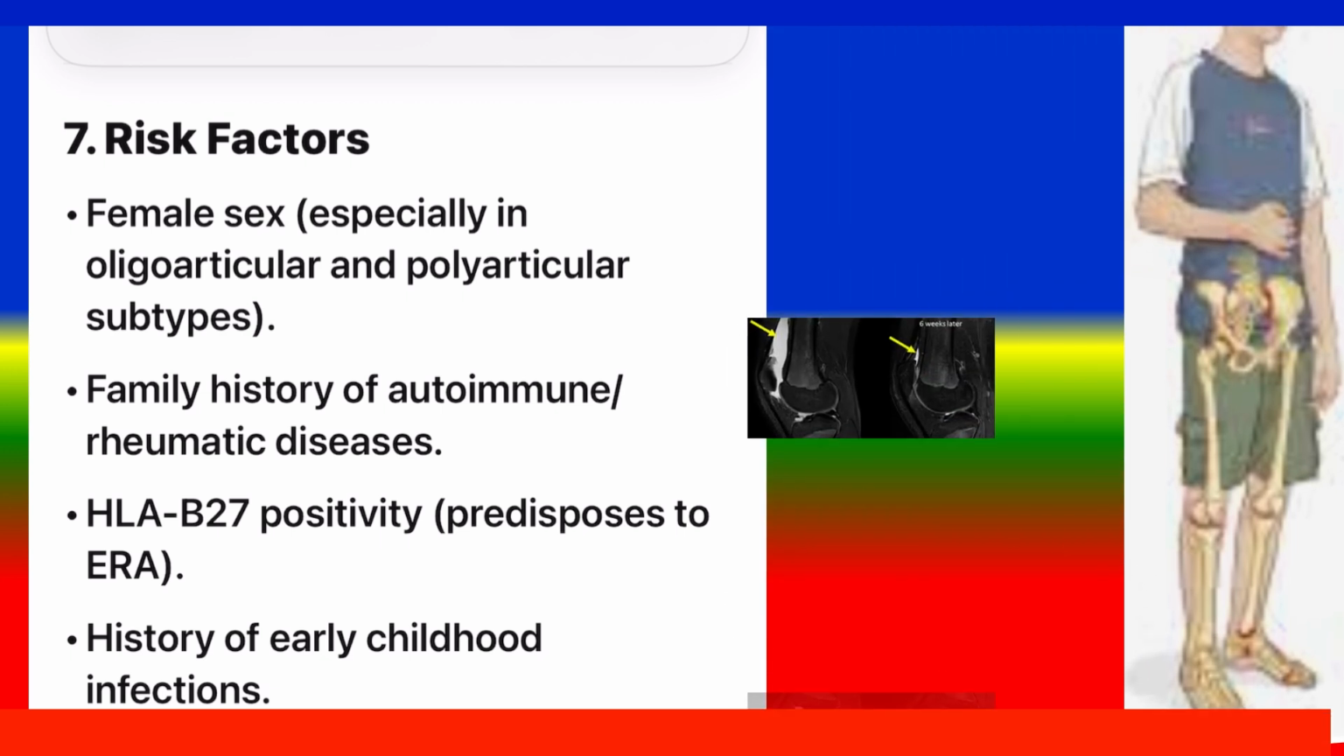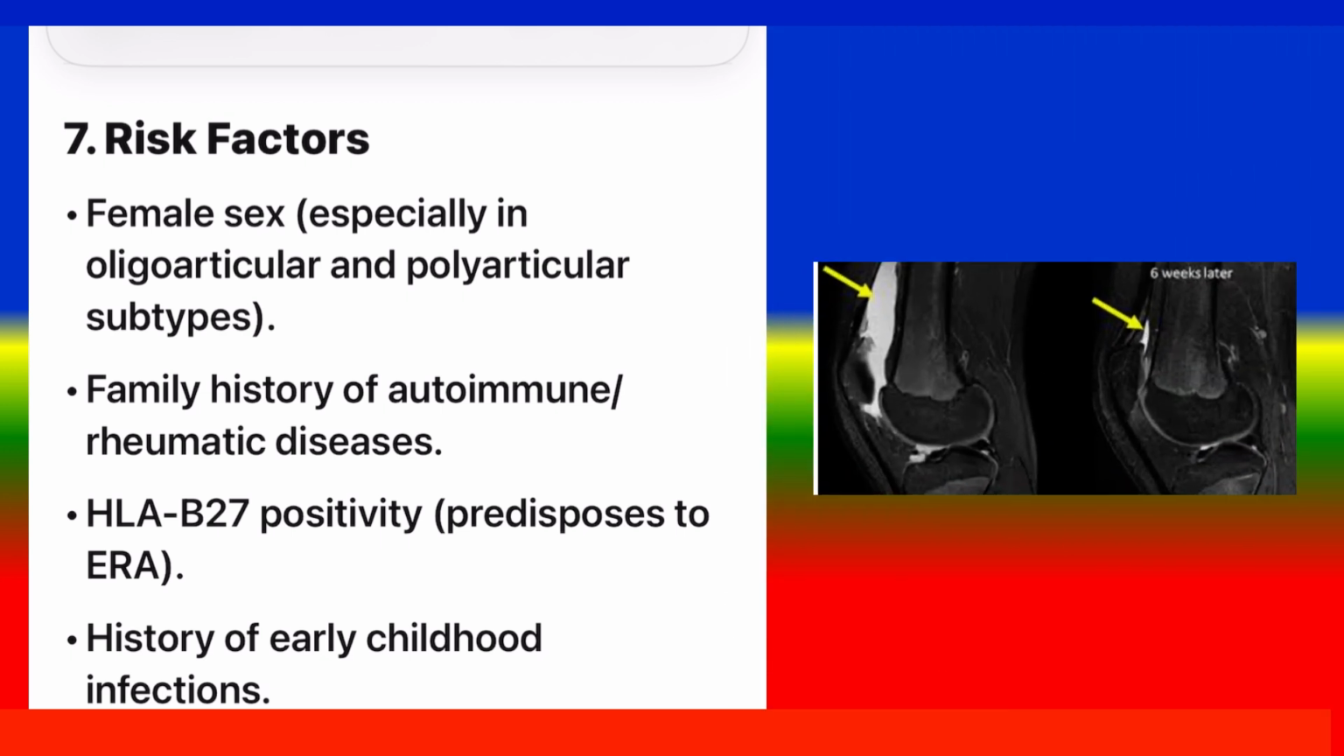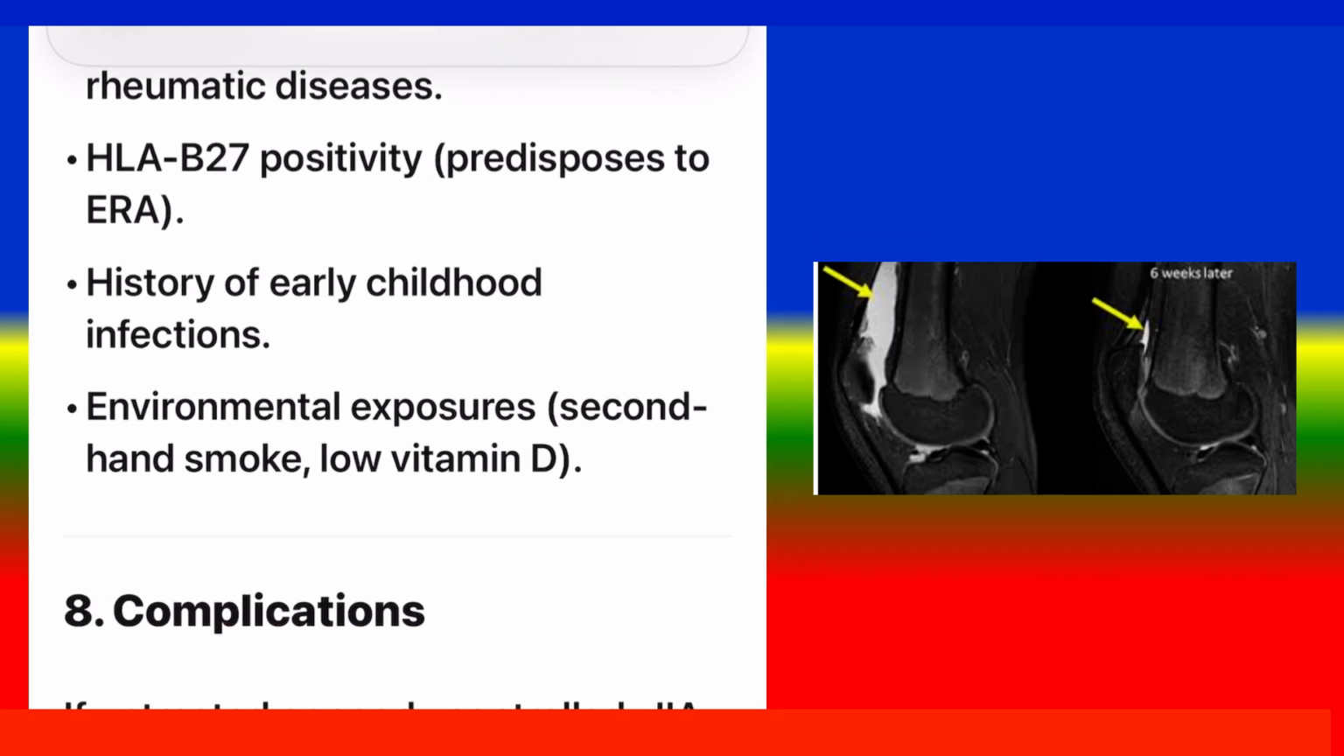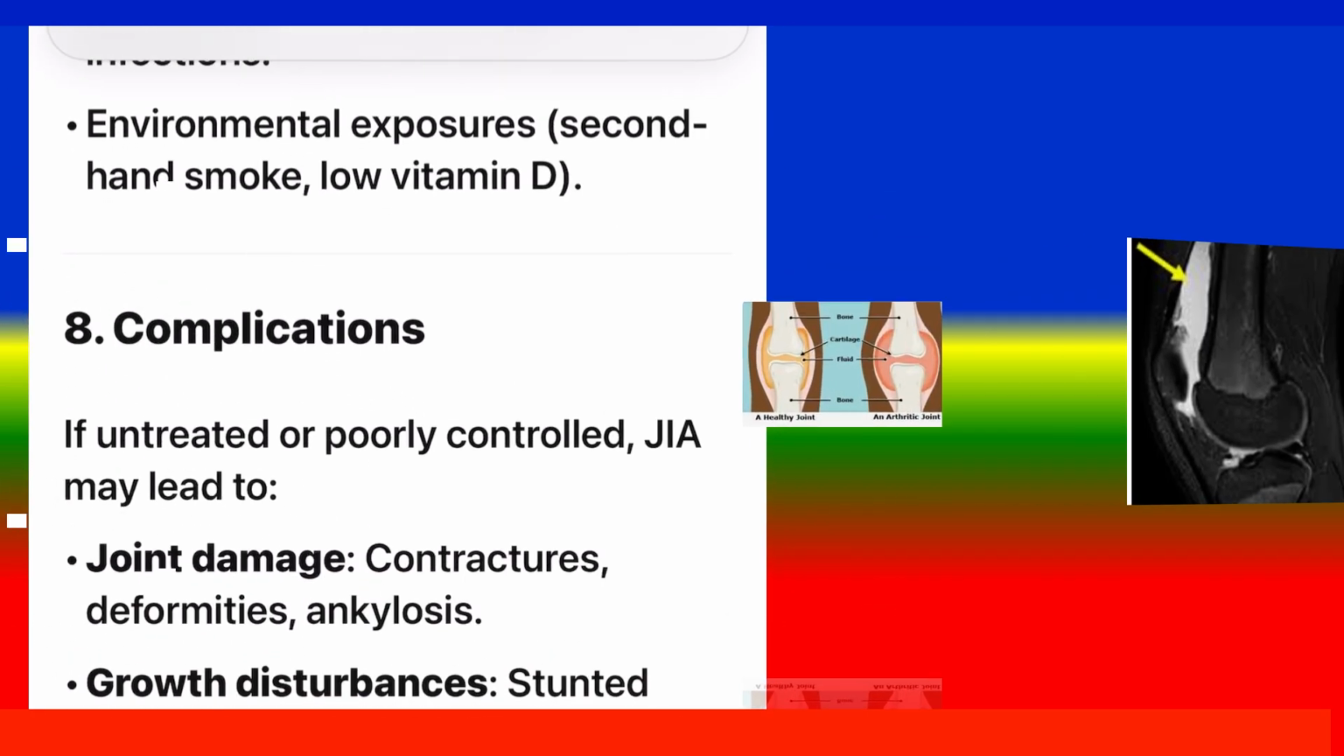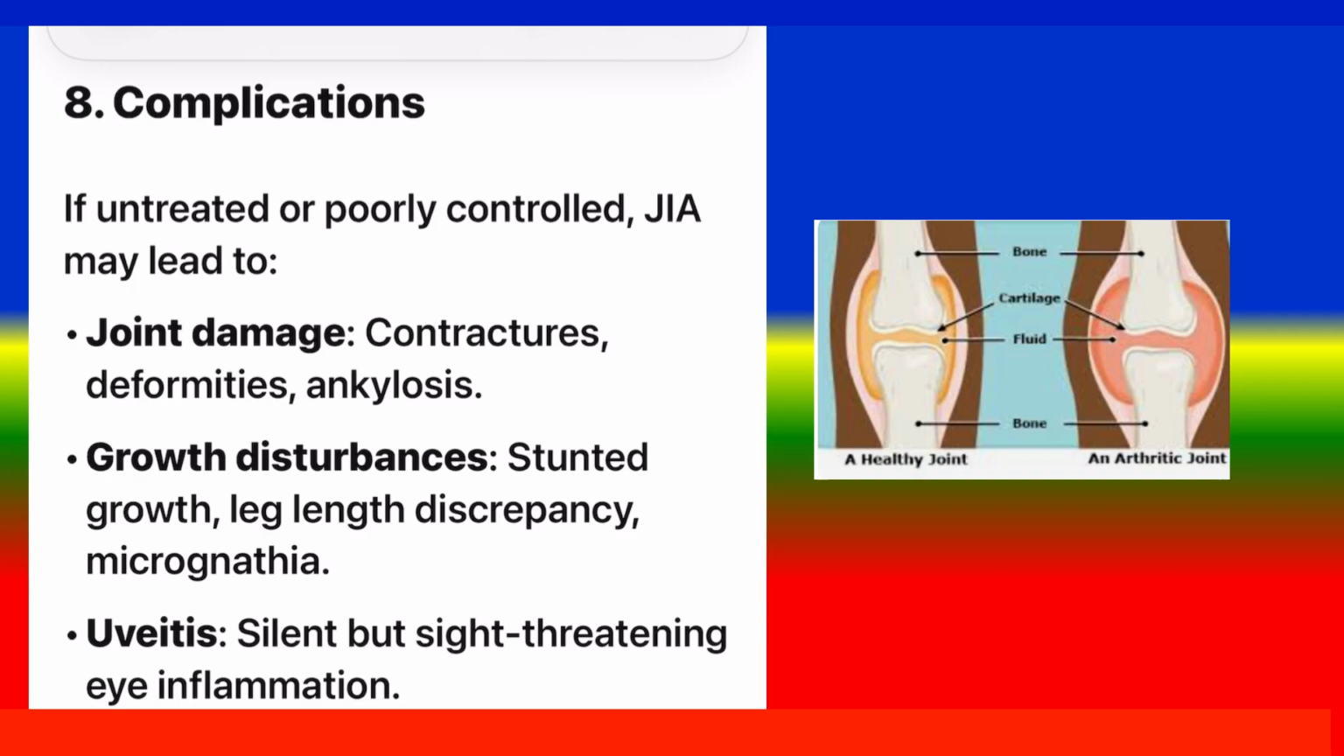HLA-B27 positivity predisposes to ERA. History of early childhood infections. Environmental exposures, secondhand smoke, low vitamin D. 8. Complications. If untreated or poorly controlled, JIA may lead to joint damage, contractures, deformities, ankylosis. Growth disturbances, stunted growth, leg length discrepancy, micrognathia.